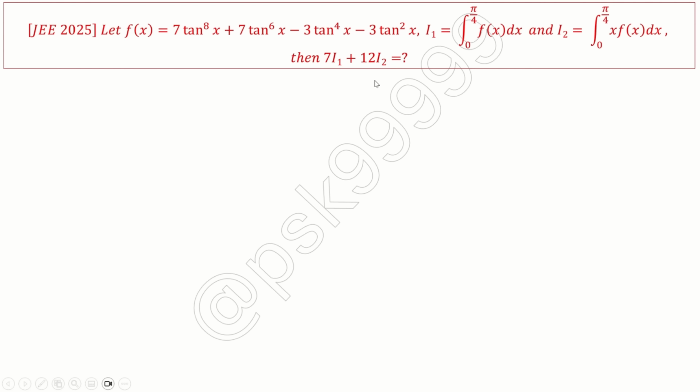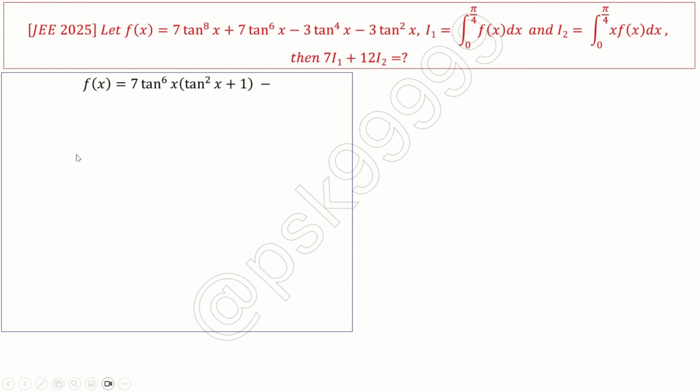Then what is the value of 7I1 plus 12I2? Basically, we need to find this integration. You can substitute this f of x and try to solve, but it is better to simplify this one because it involves all the tans. So make it into tan and secant square, then it's easy. So let's simplify first the given expression.